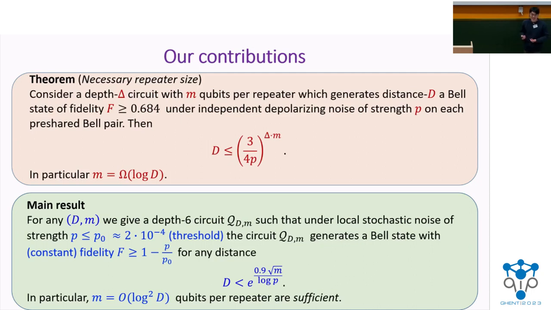Asymptotically, it says that with this circuit, if we have m equal to O of log squared d, then we can always say our final quantum state would satisfy this fidelity inequality.